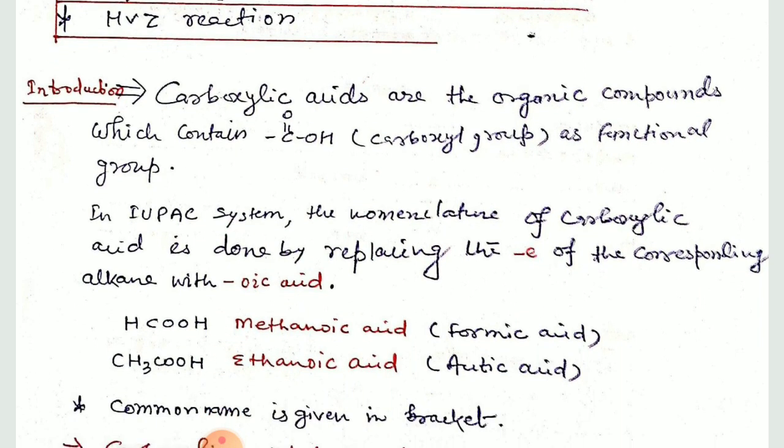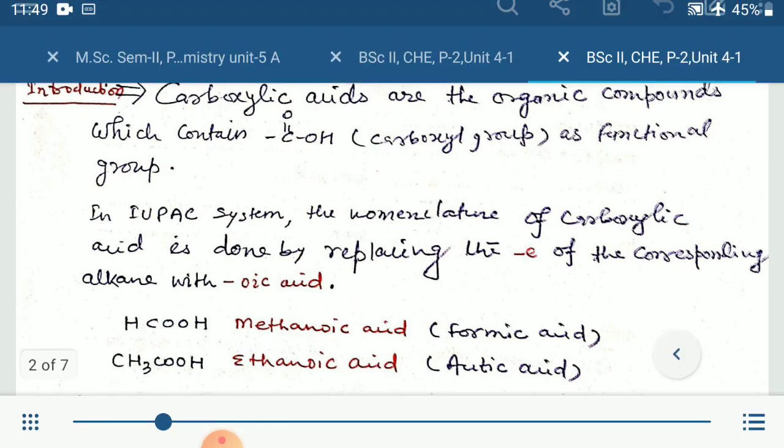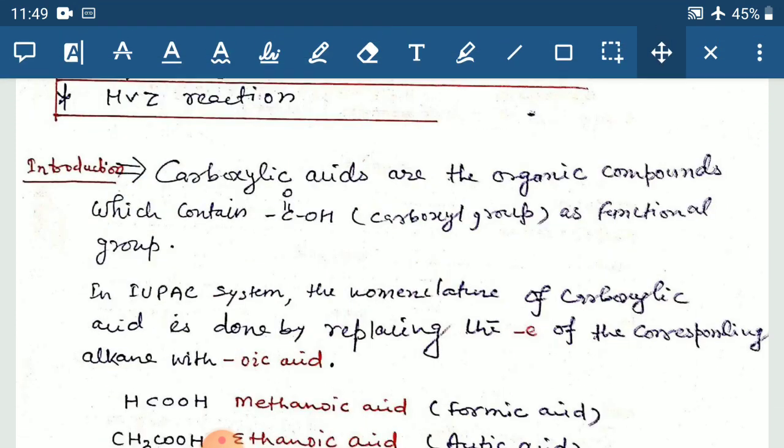HCOOH. Here there is only one carbon, so its parent chain name will be methane. We have to remove E from the methane and oic acid will be added. So finally the name will be methanoic acid.